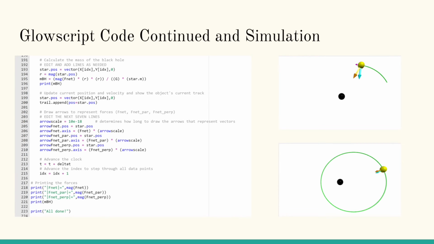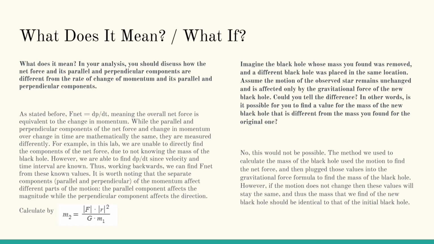In the second image, you can see the total orbit, which can be noted as elliptical, with the black hole decentered from the middle of the orbit. As you can see, F net is equal to dp over dt, meaning that the overall net force is equivalent to the change in momentum over change in time. However, the parallel and perpendicular components of the net force and change in momentum affect different aspects of the motion. The parallel component affects the magnitude, while the perpendicular component affects the direction.